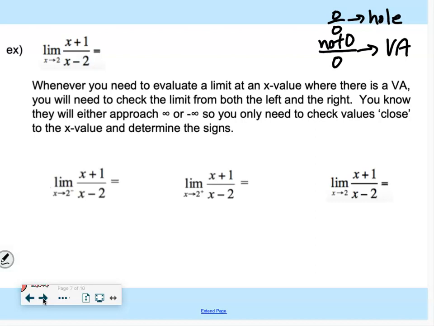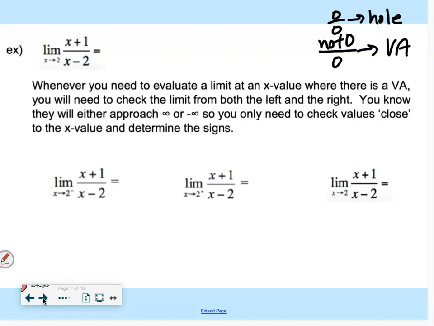When you have a hole, the limit exists. You just need to find it, and that's what we're going to do on Monday. Monday is where we start focusing in on all those holes. Today, we're just doing vertical asymptotes. So we're going to do all the not 0 over 0. Don't write this down because you'll get it wrong.